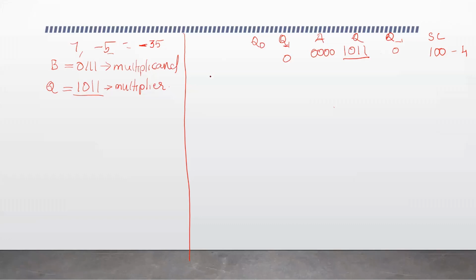And what is our first operation here? We check Q0. Q0 is 1, correct? This is the least significant bit of the multiplier, the current bit, and the previous bit is 0. So the bit is changing from 0 to 1. What we do upon encountering 1 is subtract, right? Our multiplicand is in B.